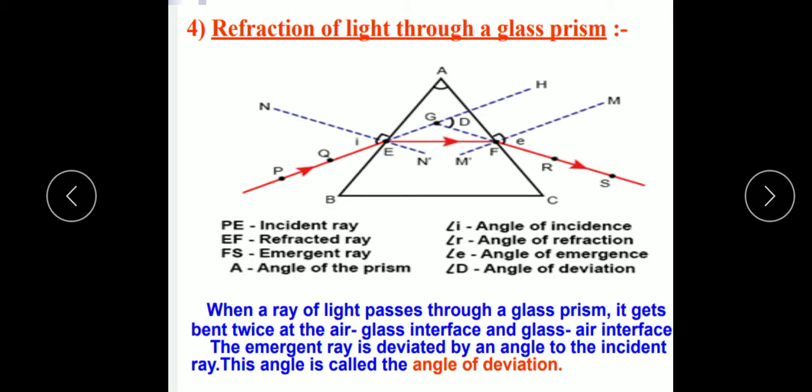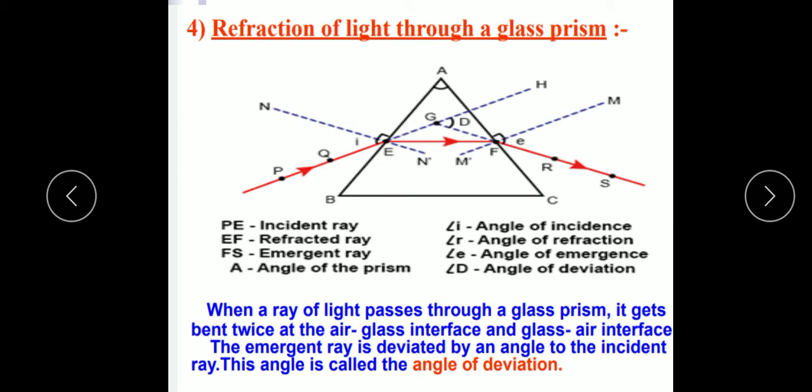Let us see first what is the refraction of light through a glass prism and what is a prism. The prism is a transparent refracting medium bounded by at least two lateral surfaces inclined to each other with a certain angle. The prism has two triangular bases and three rectangular lateral surfaces.